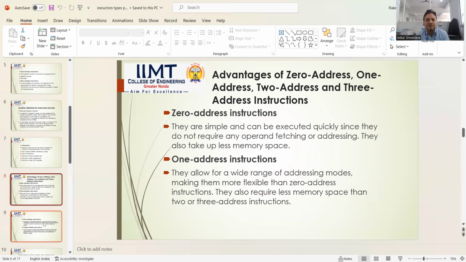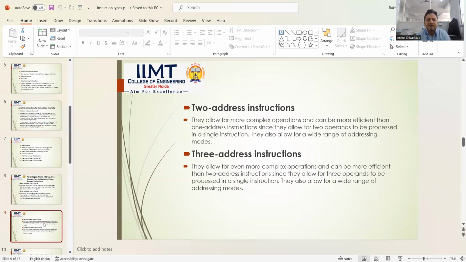Okay, that is why it is simple and can be executed quickly. So, in the 1 address instruction, they allow for a wide range of addressing modes, making them more flexible than 0 address, because addressing modes are of different types, and in the 1 address we can take exactly 1 address. Okay, in the next slide we will see what the differences are between 2 address and 3 address.